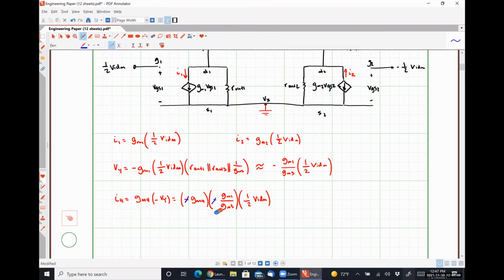And if transistors M3 and M4 are matched, which they should be for a current mirror, that means GM3 and GM4 are the same thing. So this guy in the numerator cancels this guy in the denominator, leaving us with a current of positive GM1 times 1/2 VIDM.